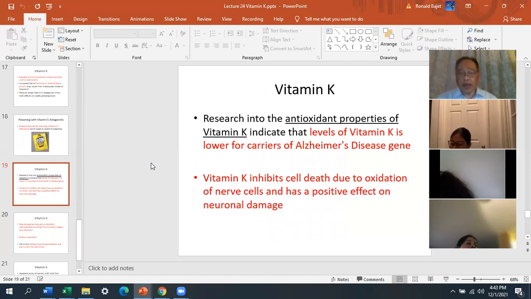Vitamin K has antioxidant properties. They found out that patients who have the Alzheimer's disease gene had low levels of vitamin K. So the thinking was that if you increase the levels of vitamin K, you would slow down or inhibit the development of Alzheimer's disease. Vitamin K also inhibits cell death due to oxidation of nerve cells and has a positive effect on neuronal damage. It helps repair damage of nerve cells.